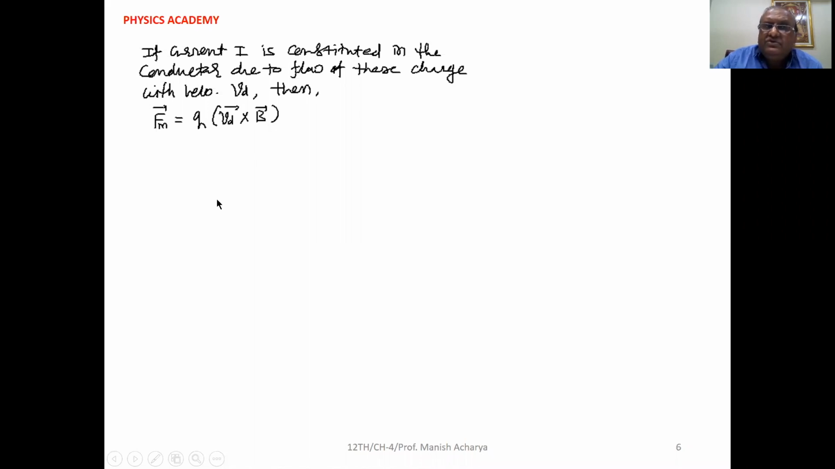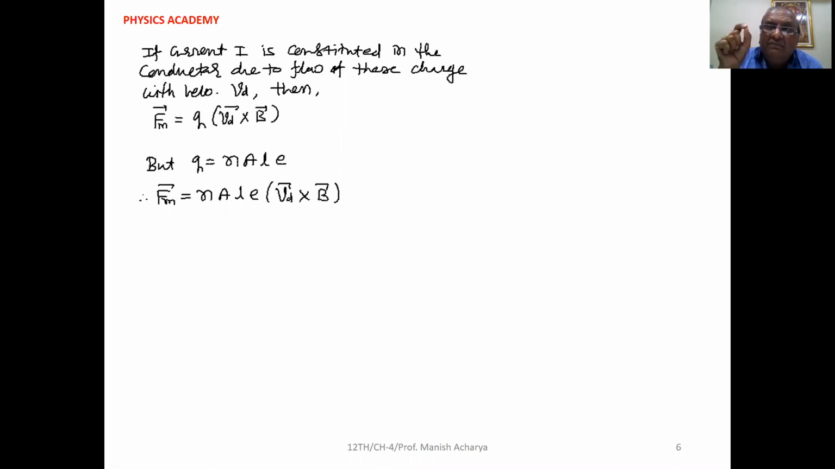Now, this total q amount of charge, that is how much? We already calculated the total number of charge carriers in the conductor. So the total number of charge carriers is nAL, and these charge carriers are electrons. So per charge carrier, the charge is e. So the total amount of charge flowing through any cross section of the conductor is nALe, which is constituting the current I in the conductor. So replace q by nALe.